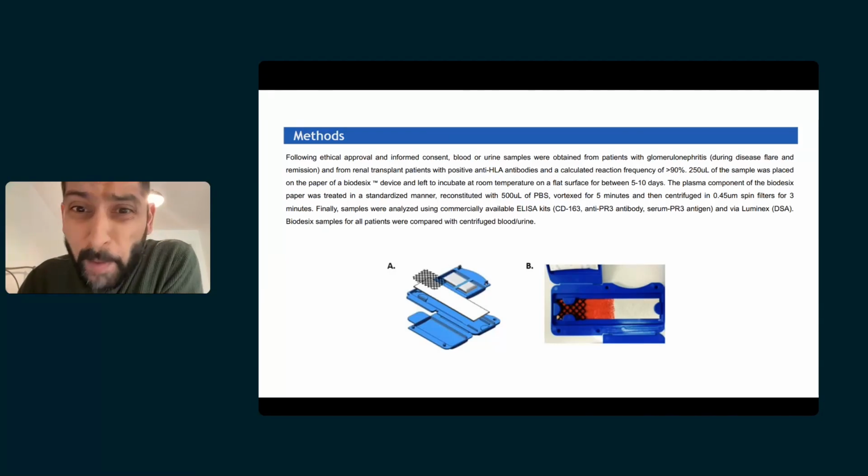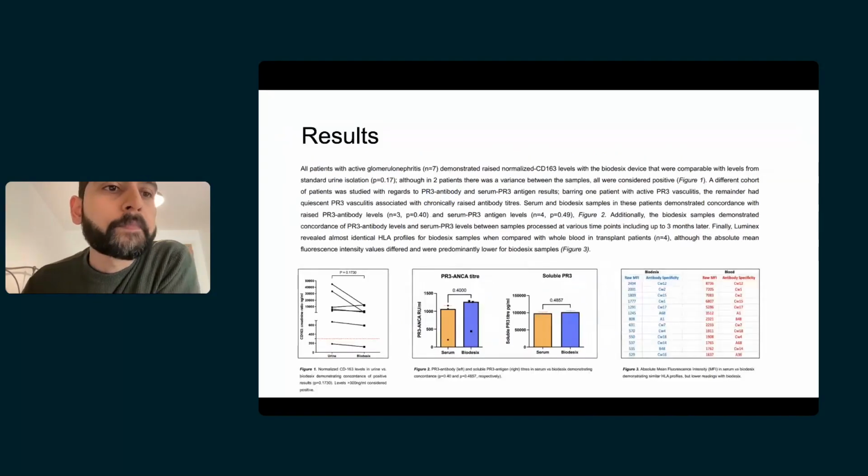For glomerulonephritis, we looked at urinary CD163, PR3 pathological antibody, and PR3 antigen, and in the case of the transplant patients, we looked at HLA detection via Luminex. All samples via Biodesix were compared with standard laboratory blood and urine.